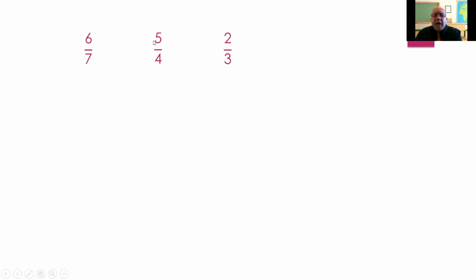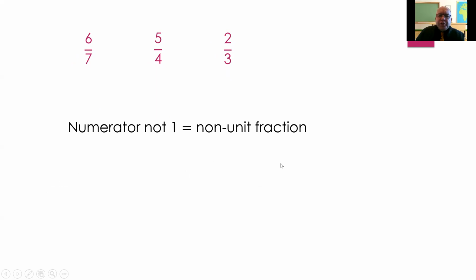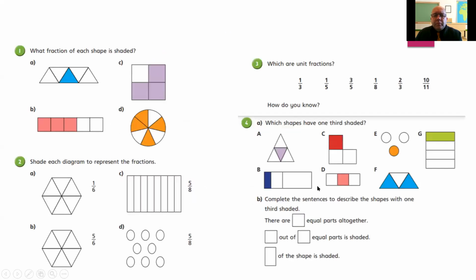Now, sometimes our numerator will be bigger. So in this case, we've got 2/3 or 5/4 or 6/7. And in this case, it's a non-unit fraction. So just a couple more terms, just to sneak in there to see if we can remember them. So we've got numerator and denominator. Okay, we've got the fraction bar, and then we've got unit fractions and non-unit fractions. There's some more non-unit fractions where the numerator is not 1.